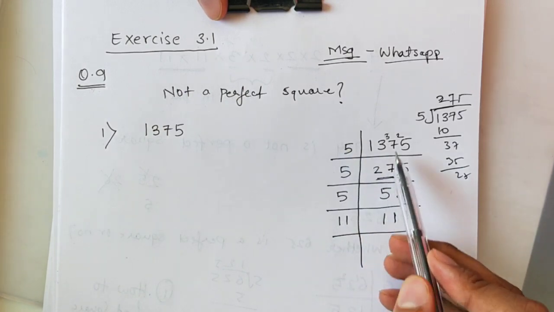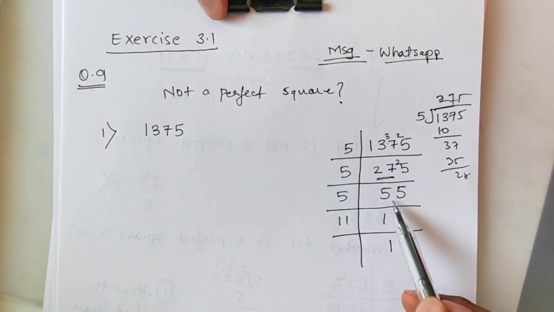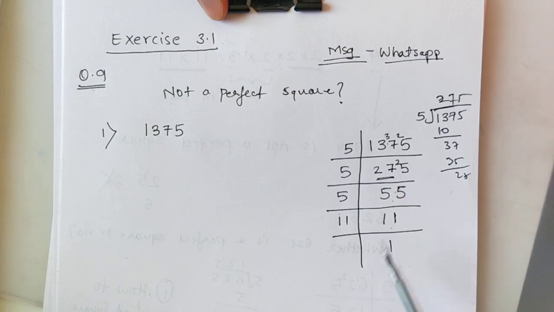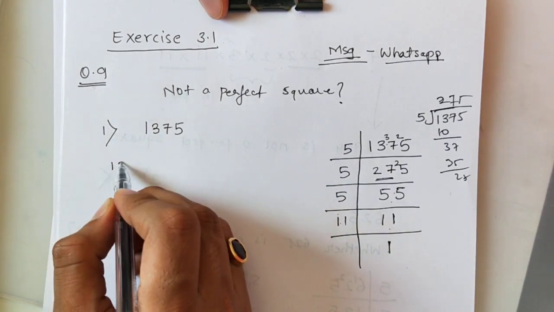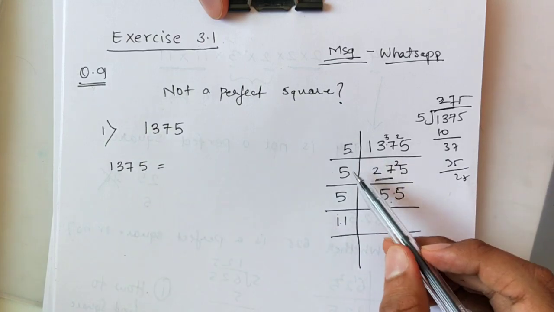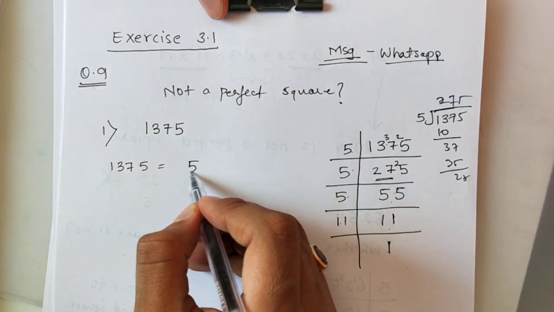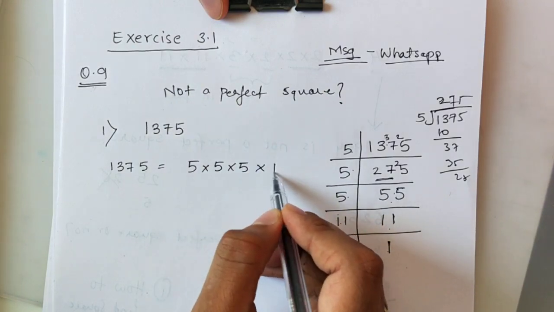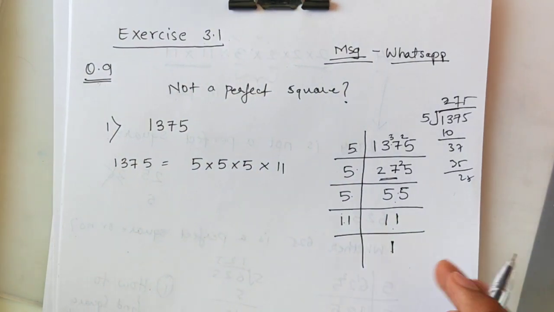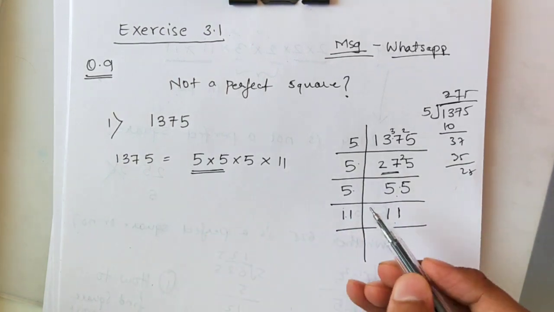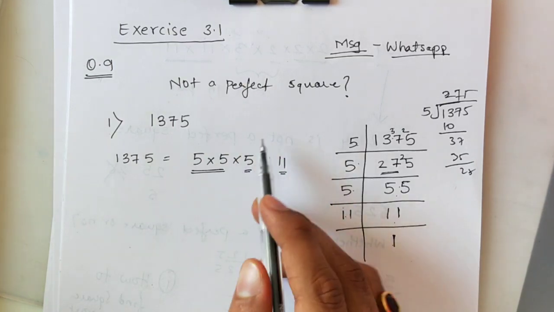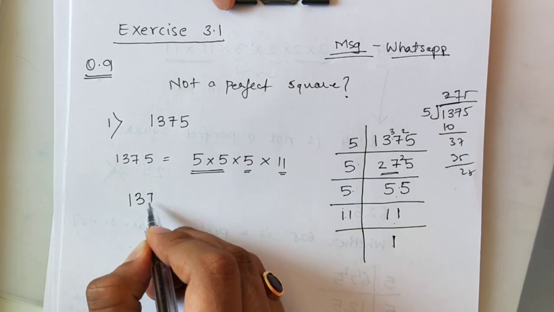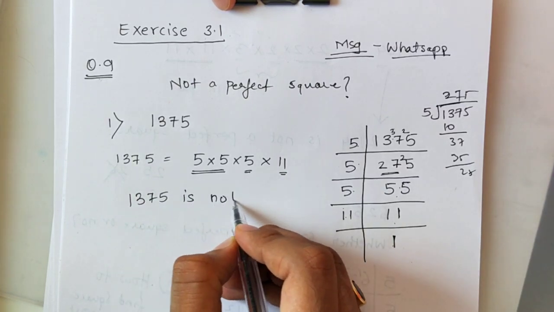5 into 275 is 1375. 5 into 55 is 275. 5 into 11 is 55. 11 into 1 is 11. Now I got 1, so my prime factorization is done. I'll write the prime factors here: 5, 5, 5, 11. So I'll write 5 into 5 into 5 into 11. Now here, this 5 and 5 are in pairs, but this 5 and this 11 are not in pairs. If they are not in pairs, I can write that 1375 is not a perfect square.